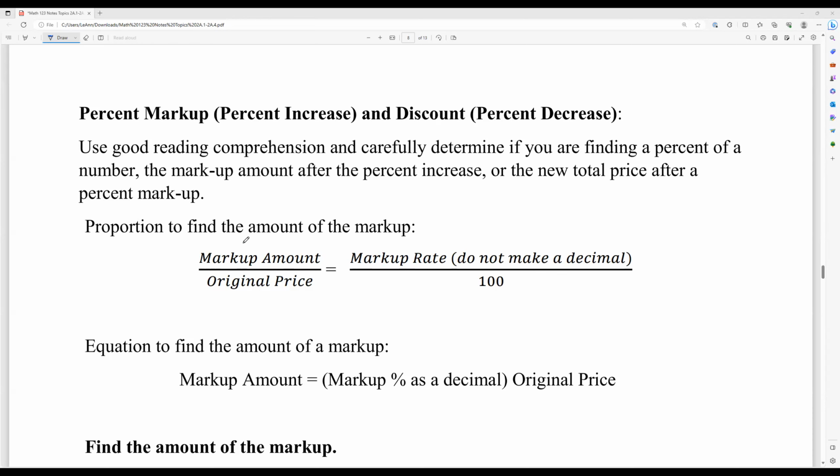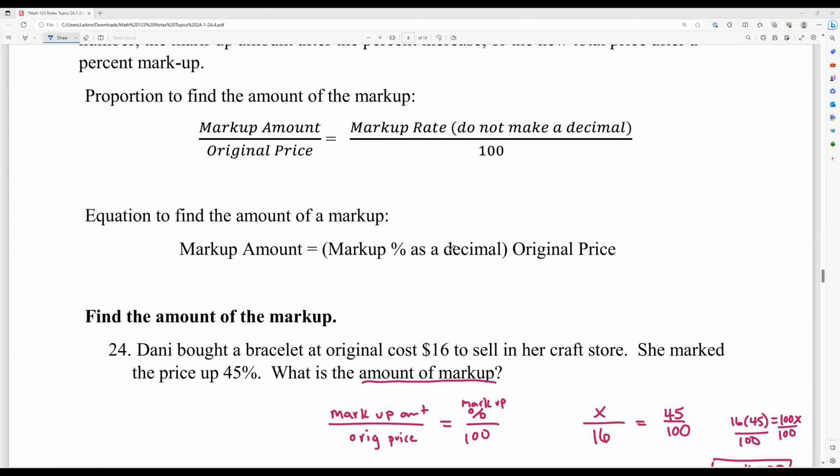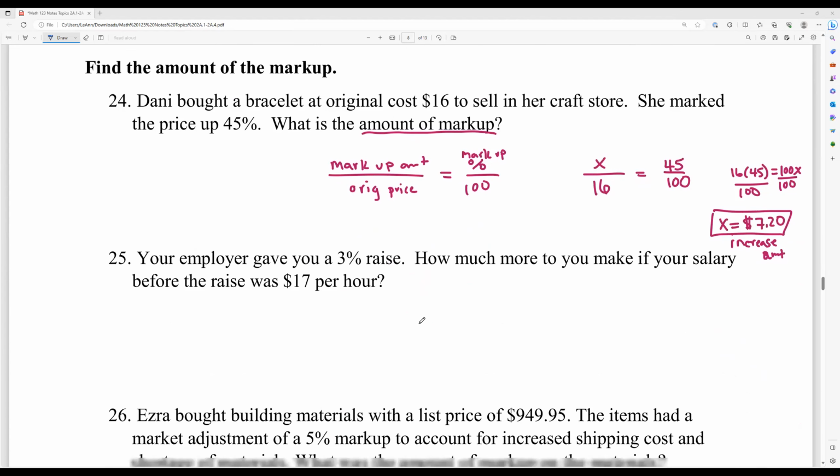We said that if you just want to find the amount that something's being marked up, like the tip on a bill or taxes that you're going to have to pay, just that amount that they're going to mark the price up, it's the markup amount over the original price equals the markup rate over 100 using the proportion method. You can also do it using the percent equation methods, but remember, you just have to make sure you convert your percent to a decimal. So we did this one. Let's look at the one after it.